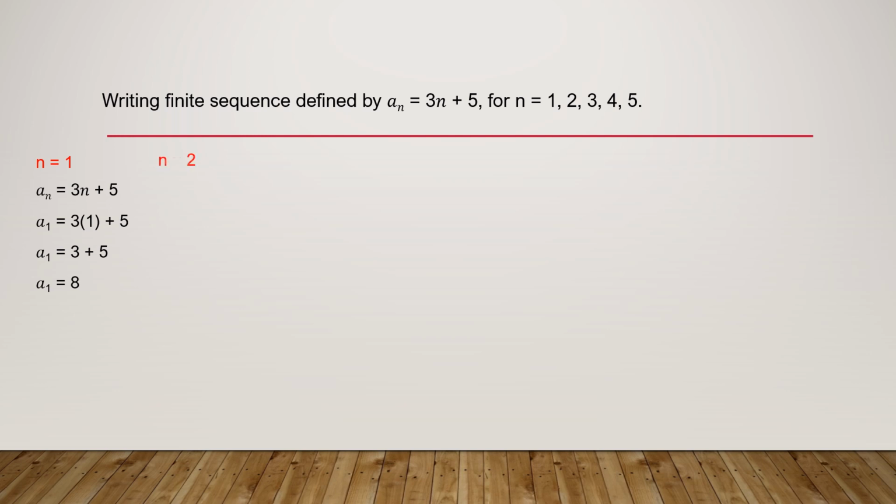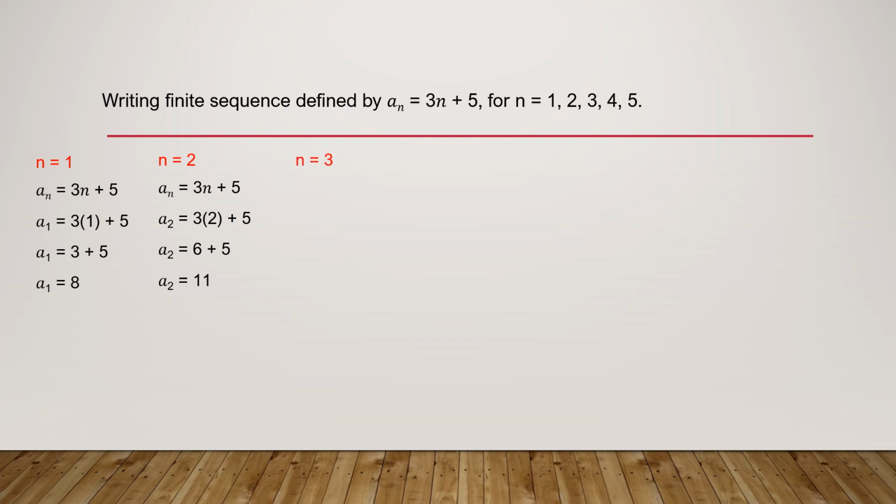What about if n is equal to 2? If n is equal to 2, substitute n by 2. You have there the a sub 2, so 3 times 2 is equal to 6 plus 5, the result is 11. So our next term, our second term, is 11.